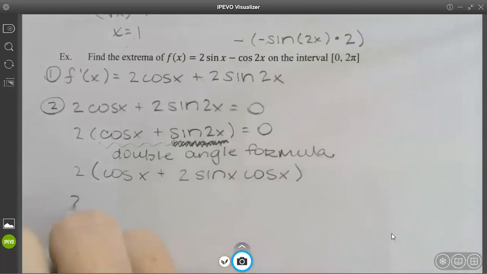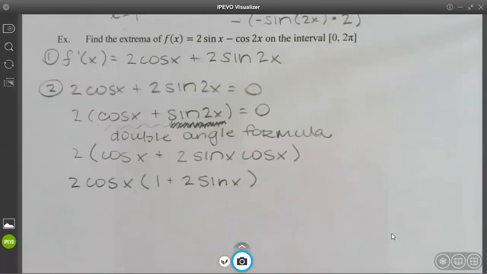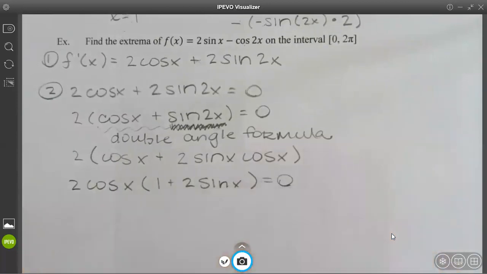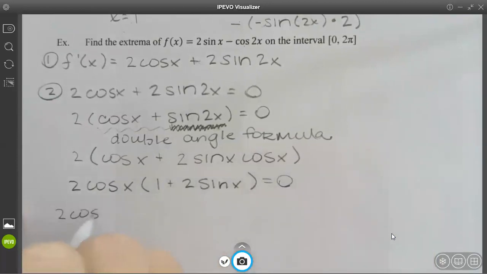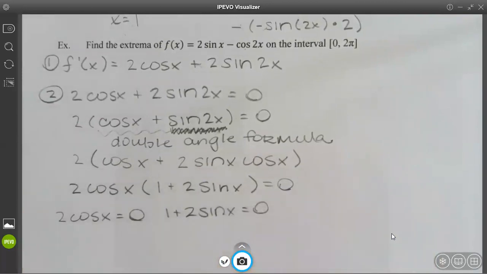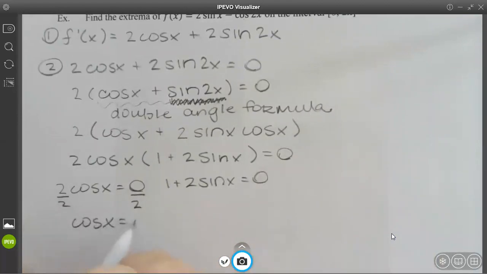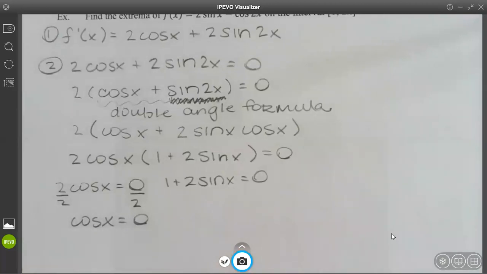All right. Now what that helps us do is take out a cosine. So you have 2 cosine x and 1 plus 2 sine x equals 0. You're going to set each factor equal to 0. We're going to divide by 2 on this cosine, and we're going to find everywhere between 0 and 2 pi that cosine x equals 0.